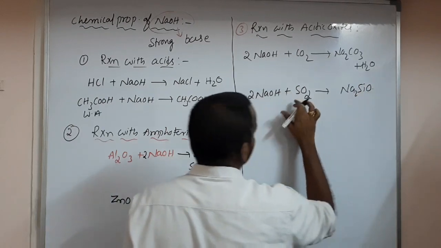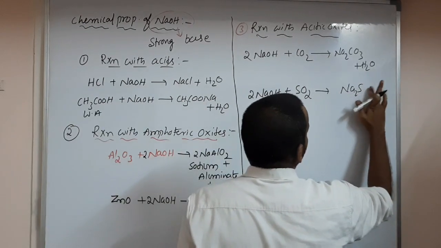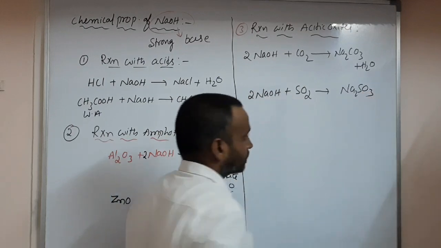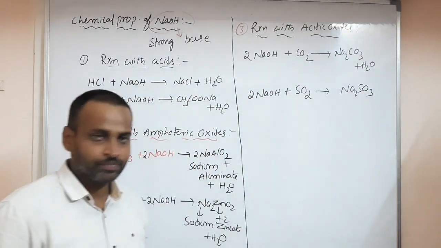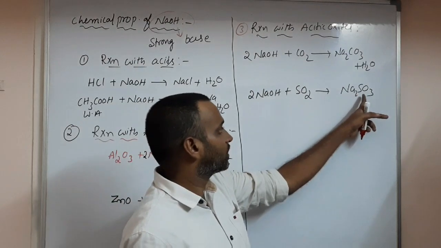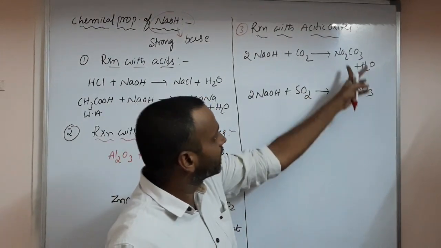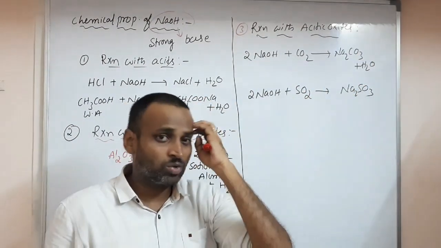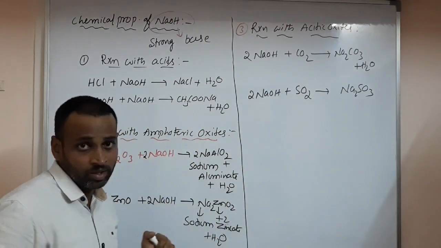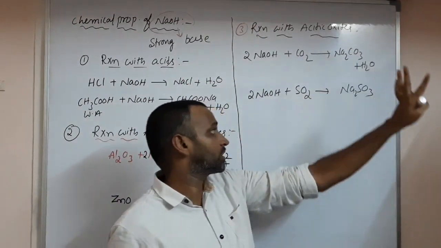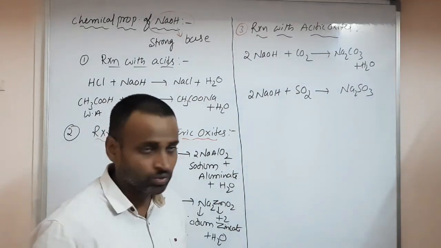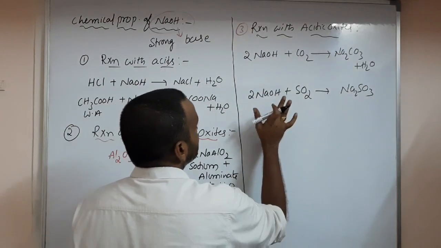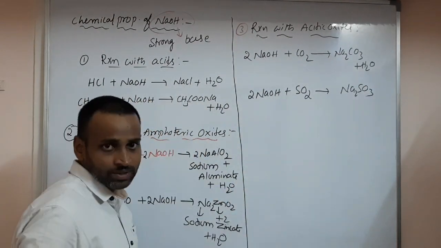It's SO2, so you get Na2SO3. Here sulfur is plus 4, and silicon is the same as carbon. So with SiO2, don't think you are not writing the product. It is Na2SiO3. If it is SiO2, same story. So this is the reaction with acidic oxides.